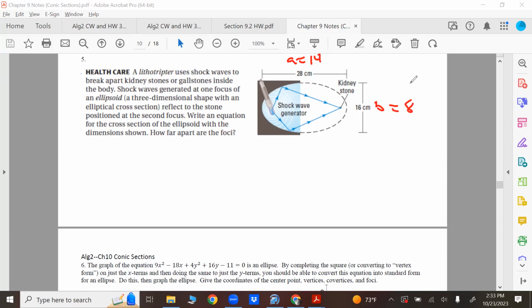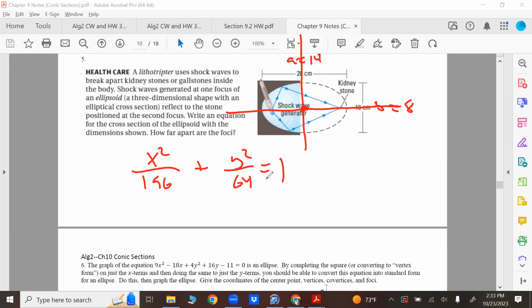Now, what do you want to make the center, just to make this easy for ourselves? I'll put the center at 0, 0, actually. If you put 14 below, your A squared is 196. You have x squared over 196 plus y squared over 64 equals 1. Okay. And then how do you solve for c, guys?